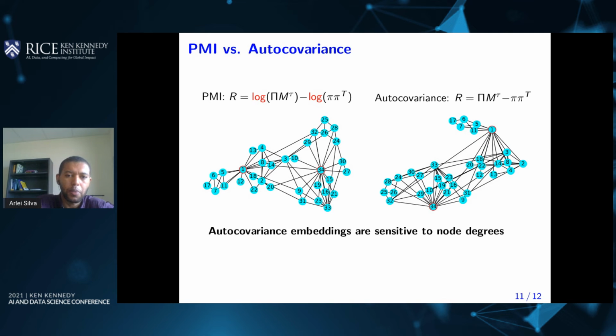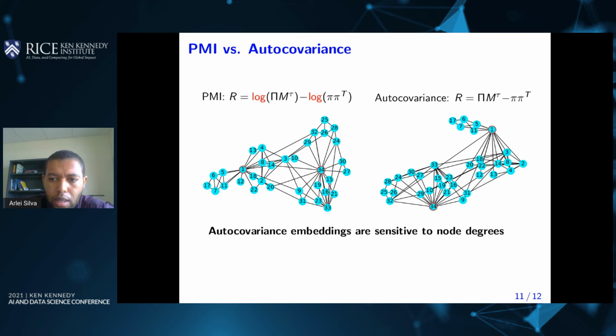To understand why this approach performs so differently, especially for link prediction, I think it's convenient to look at the embeddings that they generate. So here on the left side, I'm looking at pointwise mutual information embeddings, and on the right side, autocovariance embeddings. I'm just embedding in 2 dimensions, so we can think there's an XY position for each node that's determined by the embedding algorithm.